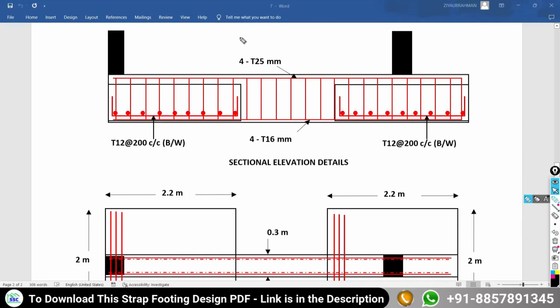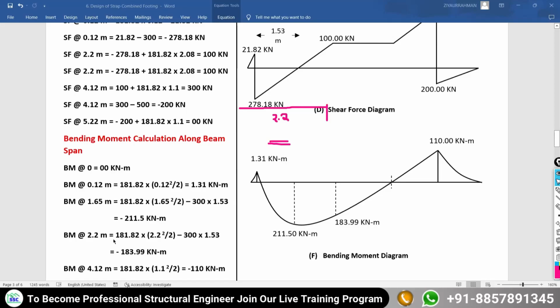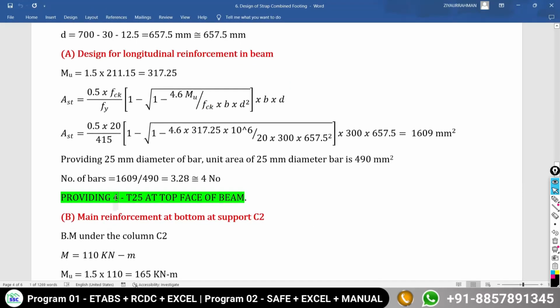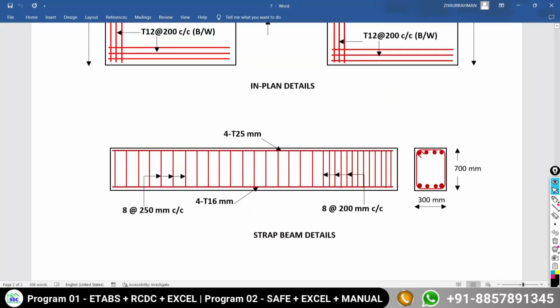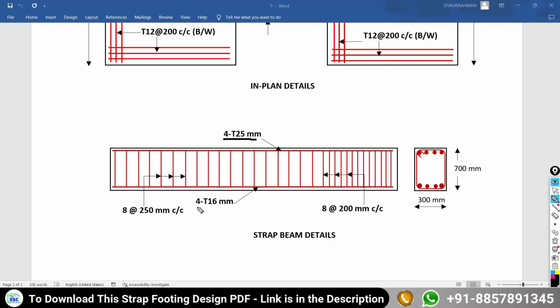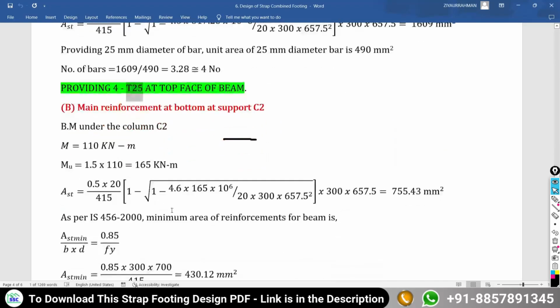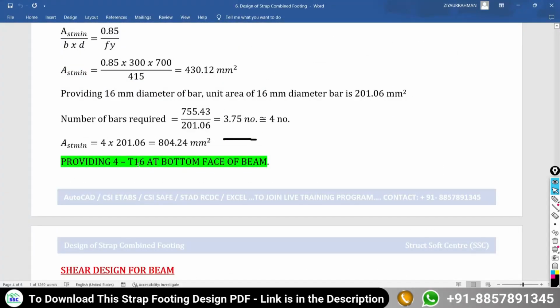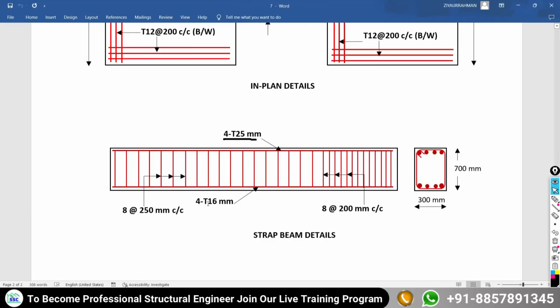But one more thing is there, the strap beam which is going to connect both of the foundations. So we have to prepare the detail of the beam also in respect of your design result. In the design, we have decided to provide the reinforcement for the beam at its top face as 4 bars of 25 mm dia. That I have presented here: for the beam at the top face, 4 bars of 25 mm dia, and at the bottom face there are 4 bars of 16 mm dia. You can see in your design result, for the bottom face, 4 bars of 16 mm dia for the beam. Here the same thing is present, 4 bars of 16 mm dia.